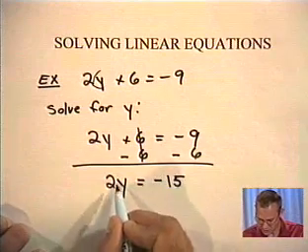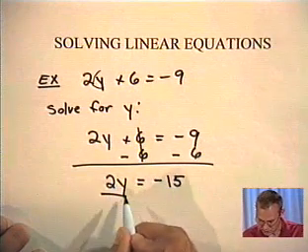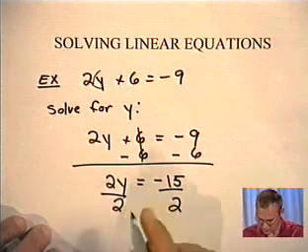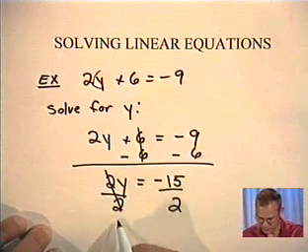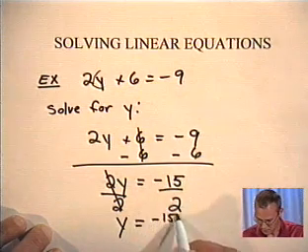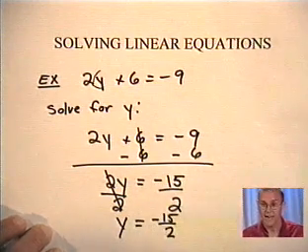Two will do the inverse of multiplication, so I divide both sides by 2. 2 divided by 2 is 1, so I get 1y equals negative 15 halves.